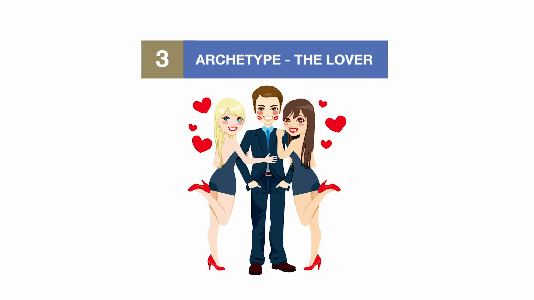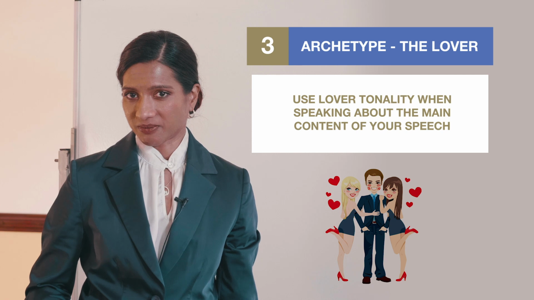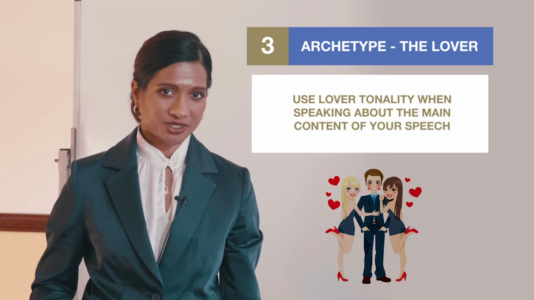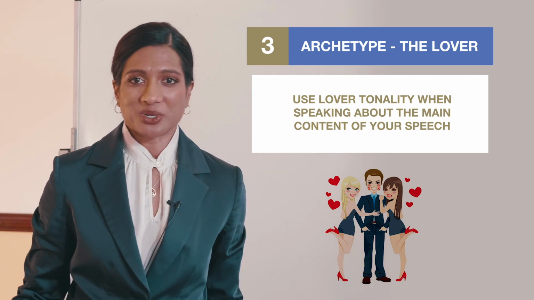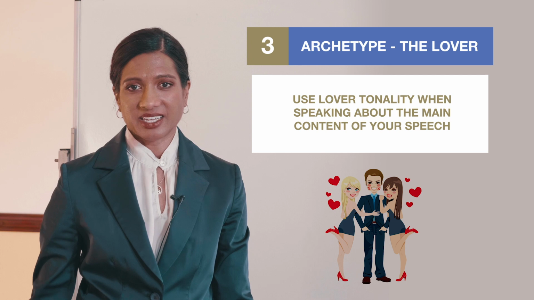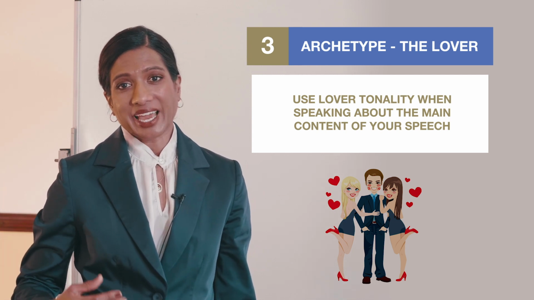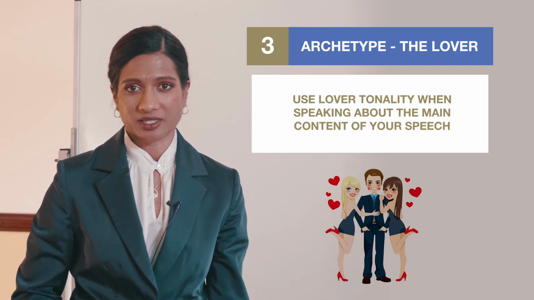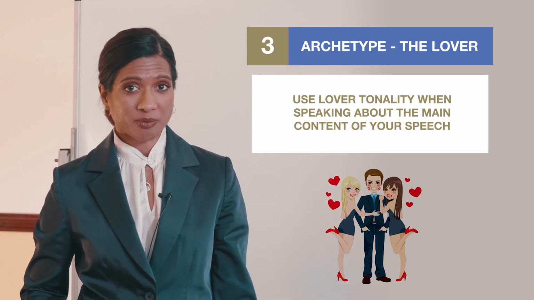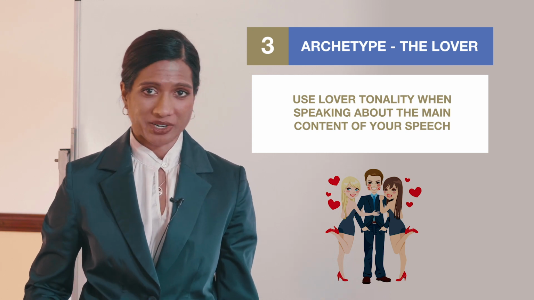Now, in the middle is what is known as a lover tonality. A lover tonality is neither too fast, nor too slow. It's not too loud, it's not too soft. And you're basically in this tonality where you're drawing your audience to your message. It's evenly paced. And in this tonality, you can naturally be like this, but then you'll be coming across as being a monotonous speaker. So what you need to do is to vary your pace and to bring in a little bit more sage and to bring in more warrior tonality.